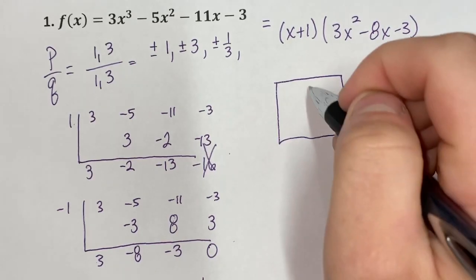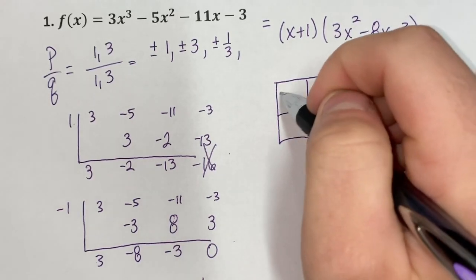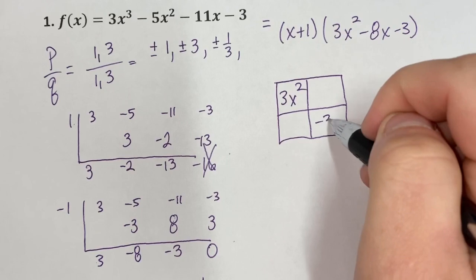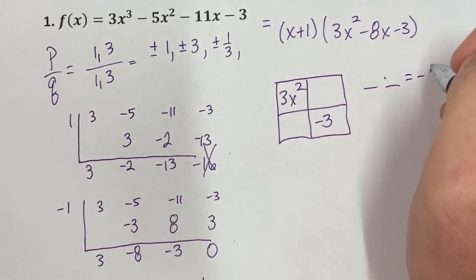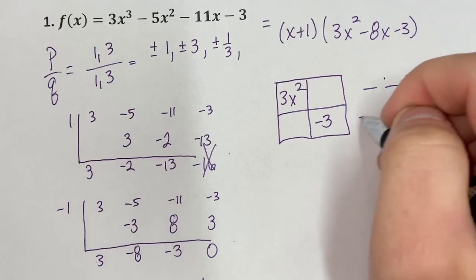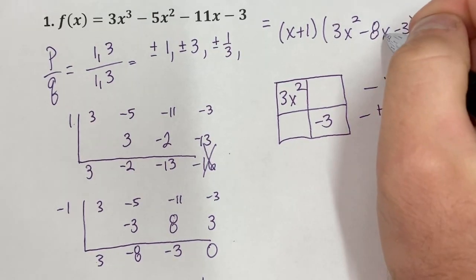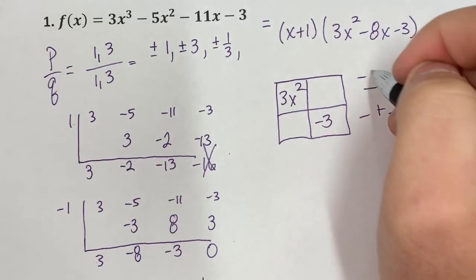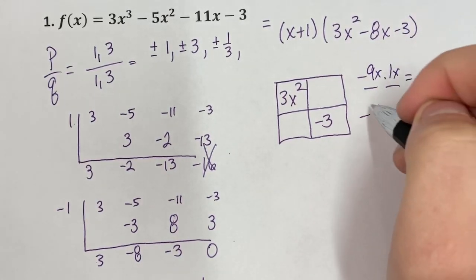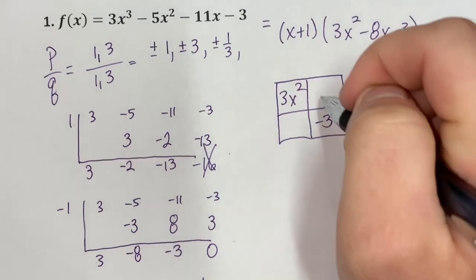We learned how to factor using the box method. 3x squared, -3. We multiply those two together. What times what will give me -9x squared, and the same two numbers have to add to give me the middle number, -8x. Looks like those two numbers are -9x and +1x. We can put those inside our box.